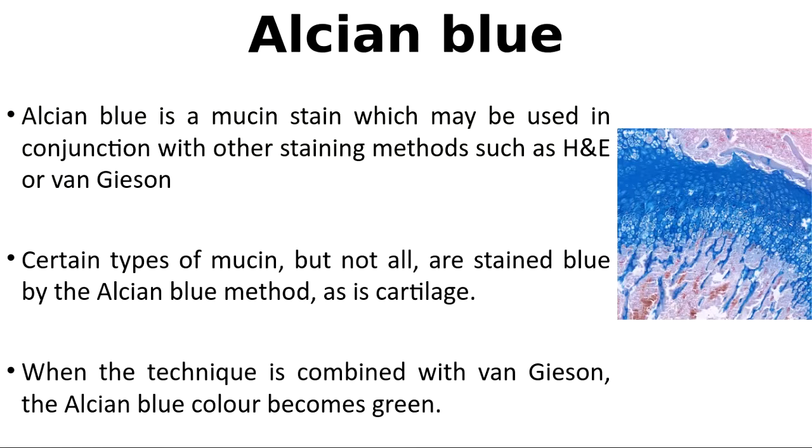Alcian blue is used in conjunction with other stains, in combination, to stain certain types of mucin. But not all are stained blue by the Alcian blue method, as is cartilage. So usually for cartilage they use this Alcian blue stain. If you see the image on the right side, see how blue it is. And when it combines with Van Gieson stain, it becomes green. We are not interested in that; we are interested in what areas it will stain. That is where its application is.